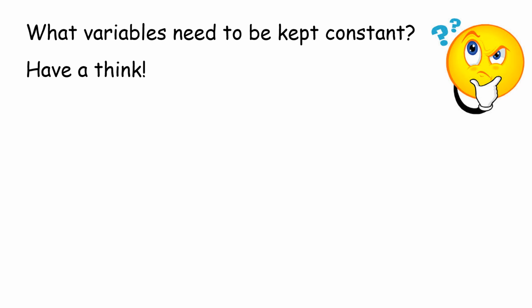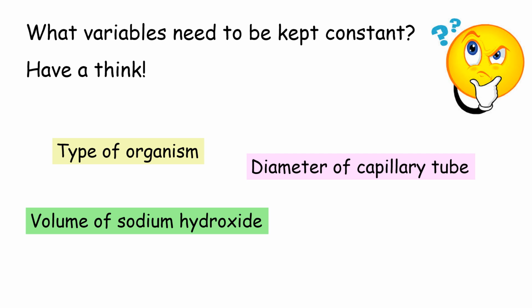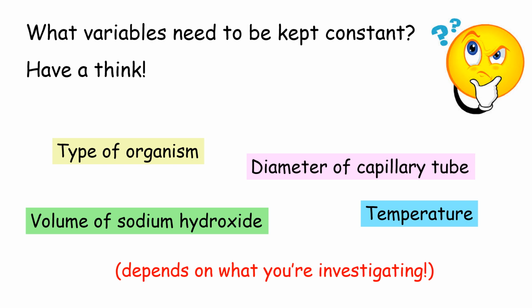Right. Now, another one: what other variables need to be kept constant? And again, this question is coming up in this week's assignment. So, as I've mentioned, your independent variable is the only variable that will be changed in the experiment. Every other thing in that experiment must be kept identical. And probably from first and second year, you would say to make it fair, okay? To make it a fair test. So they must be kept constant. Some of the things that you could look at are the type of organism, the diameter of the capillary tube, the volume of the sodium hydroxide, the temperature, pH, concentration of sodium hydroxide, volume of liquid, and so on.